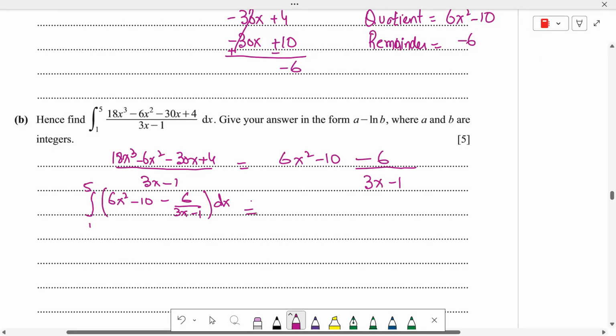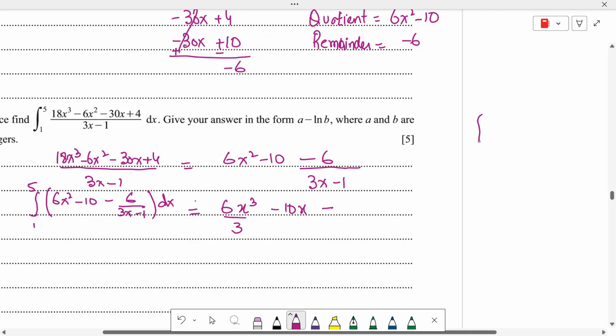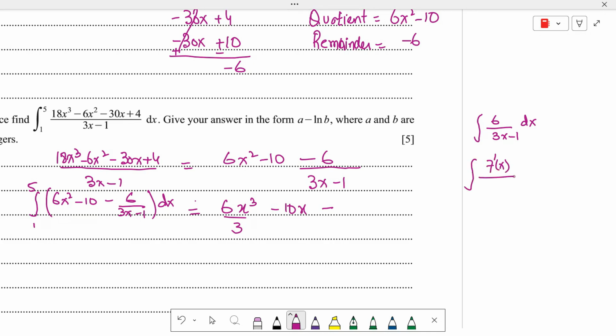dx. Okay, integration of 6x square is 6 times x cube over 3, minus 10x, integration of 10 is 10x, and minus integration of 6 over 3x minus 1. So integration of 6 over 3x minus 1 with respect to dx. Here we will use the formula: integration of the derivative of f of x over f of x has integration ln f of x. So we have the function 3x minus 1 and its derivative is 3.